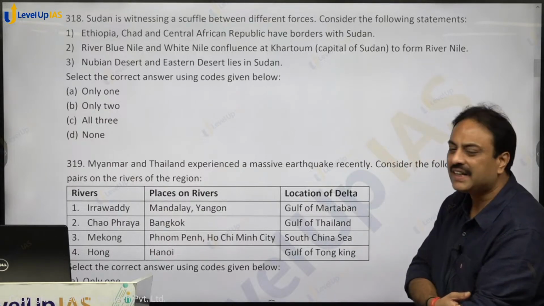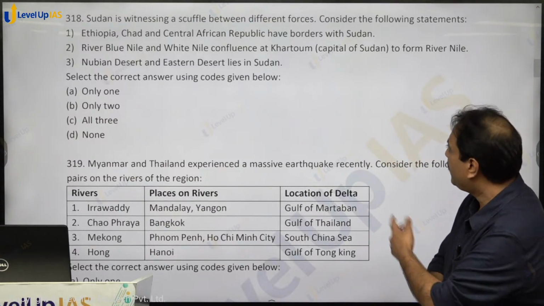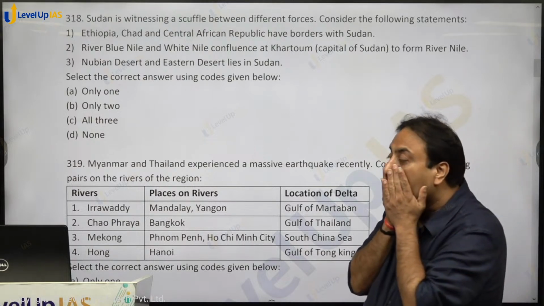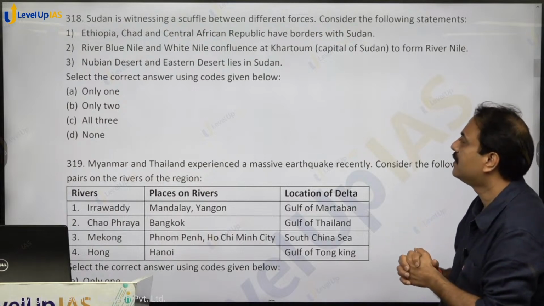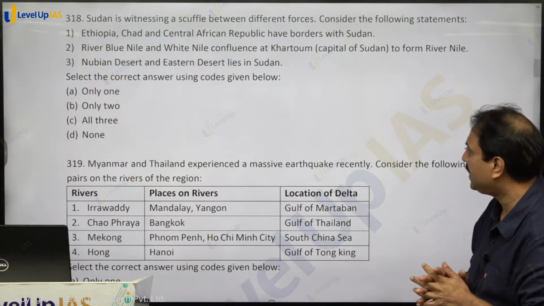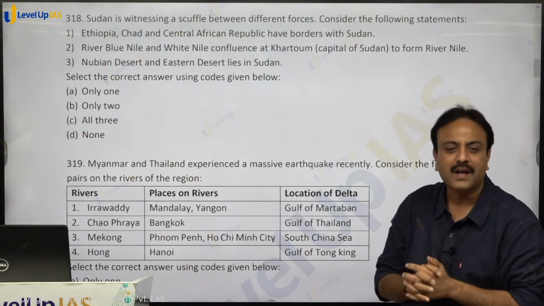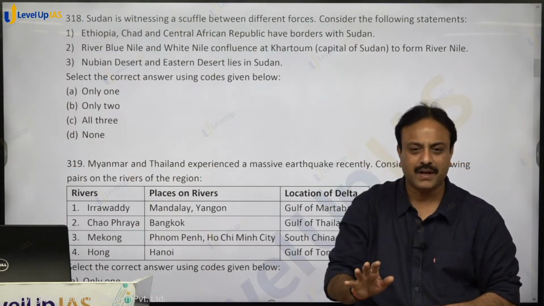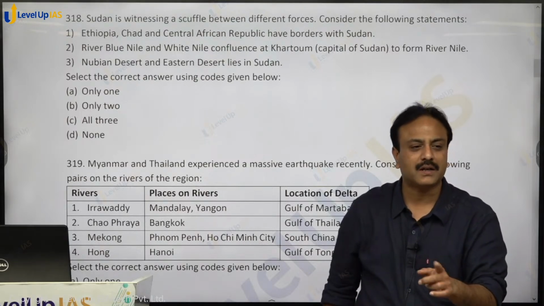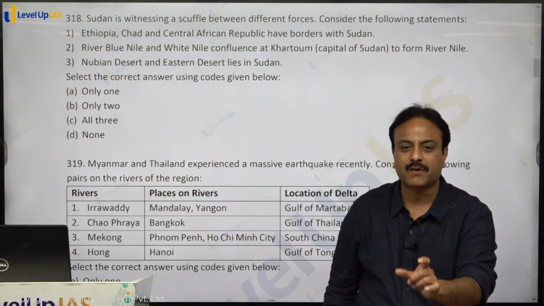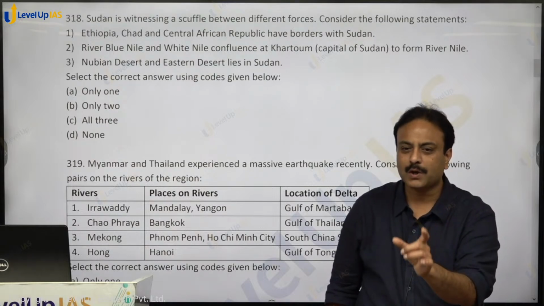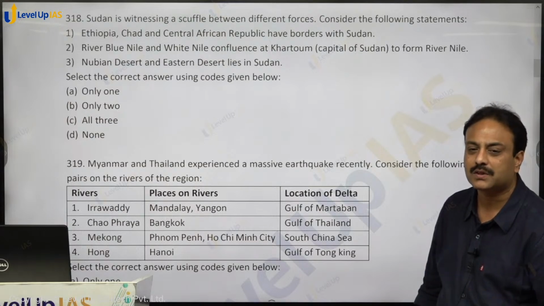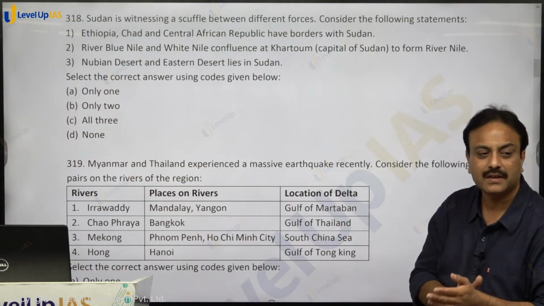Sudan is witnessing a scuffle between different forces. Consider the following statements. Ethiopia, Chad, Central African Republic have borders with Sudan. Now test yourself. Don't look at a map. Please, for a second, test yourself. Just now we were looking at a map of Africa for Democratic Republic of Congo. उस समय आपने सूडान देखा तो होगा कहाँ पर. Now test yourself whether you can calculate an answer for this or not. First statement at least.